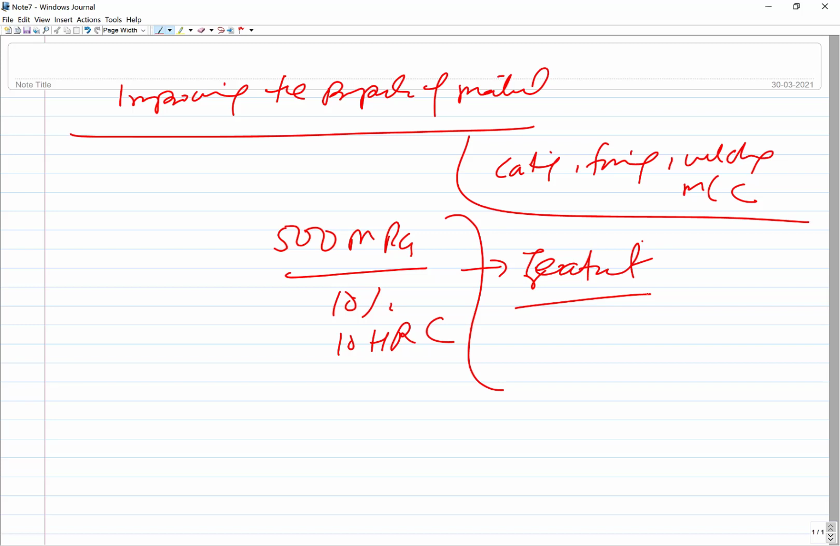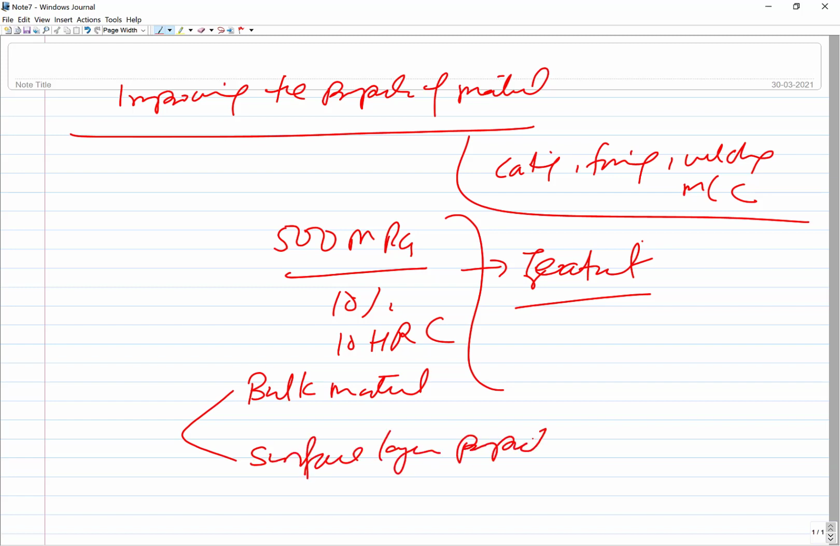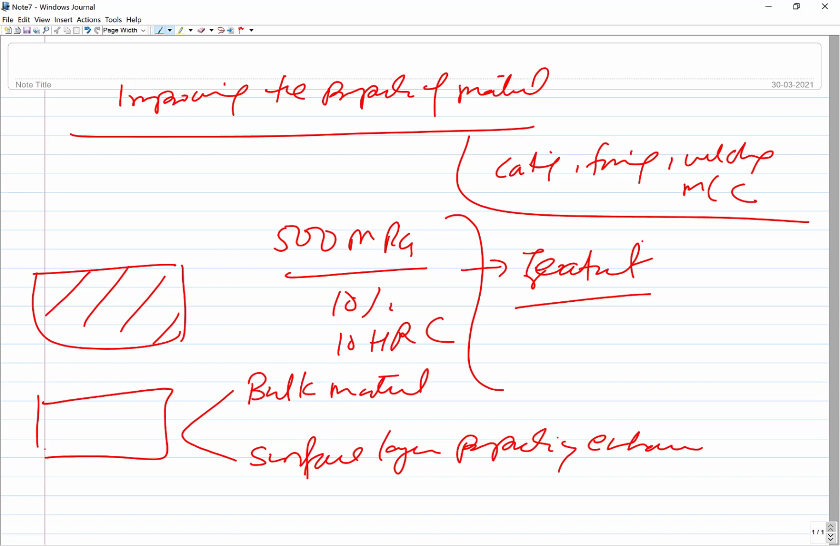So there are two approaches wherein property enhancement is possible: bulk material property enhancement and/or just surface layer property enhancement. So what is the difference in these two? In bulk material, the whole section's material properties will be modified, and in the case of surface layer property enhancement, only the thin layer of the surface of the material, the properties of the surface layers, will get modified.